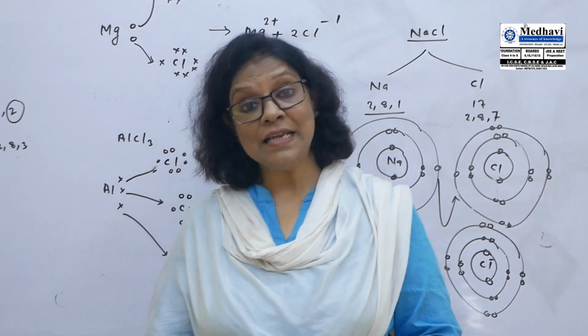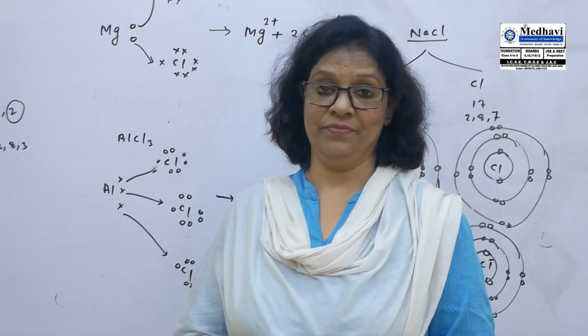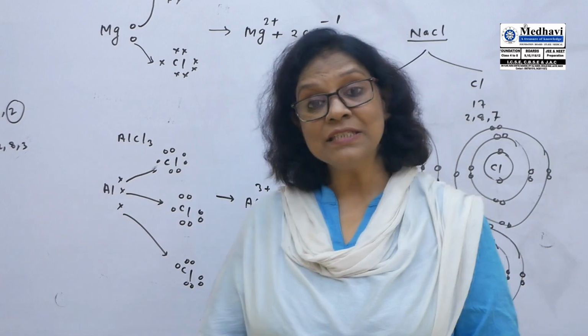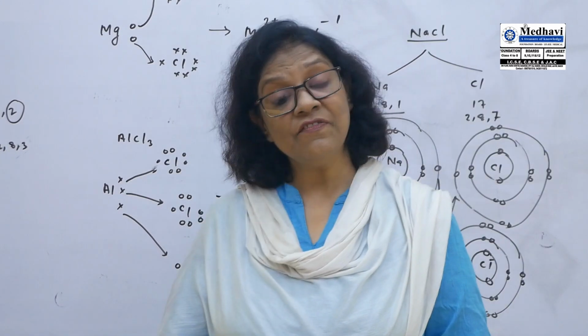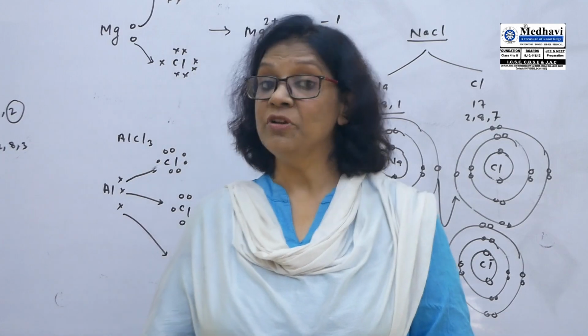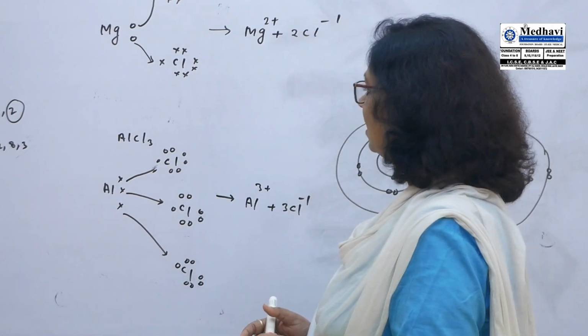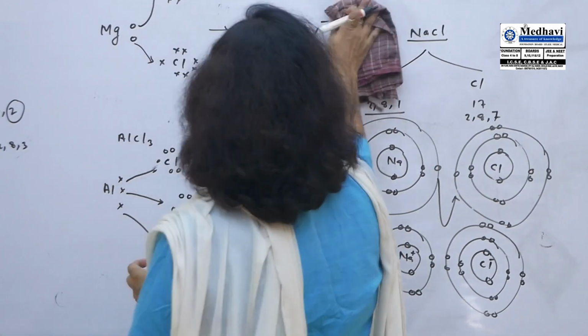Second, the elements must have high electron affinity. And third, there is a large difference of electronegativity between the bonded atoms. So, the conditions for the formation of an electrovalent compound I will explain in detail.